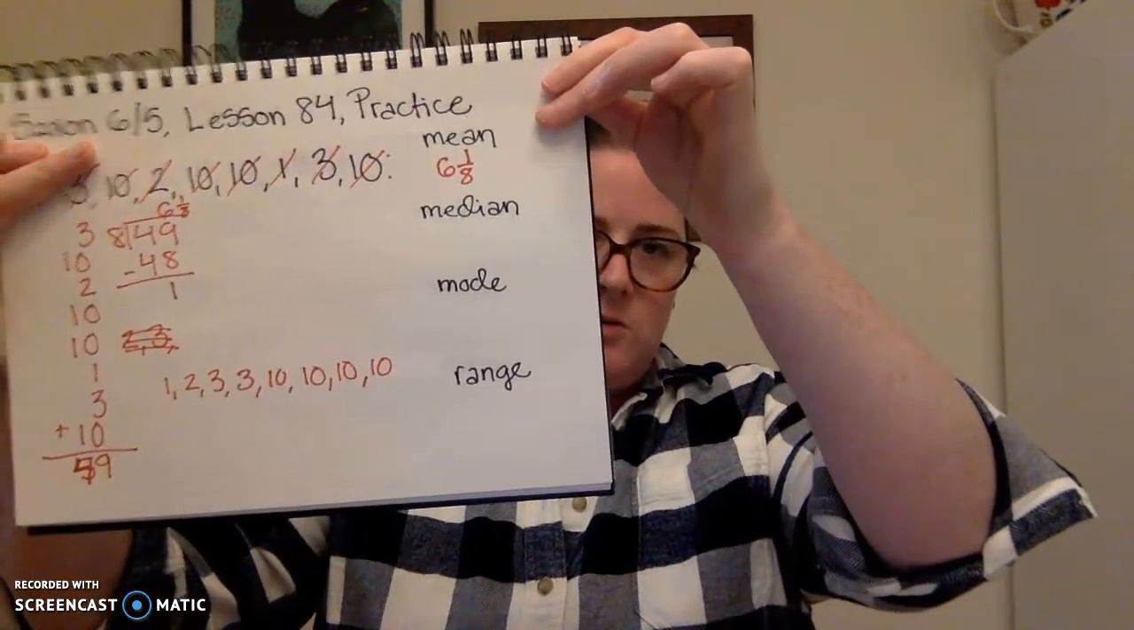In order to find my median, I need to arrange my data in numerical order. So 3, 2, 3. Whoa! I rewrite this. 1, 2, 3, 3, 10, 10, 10, and 10. All right, so now I've got my data set in numerical order.